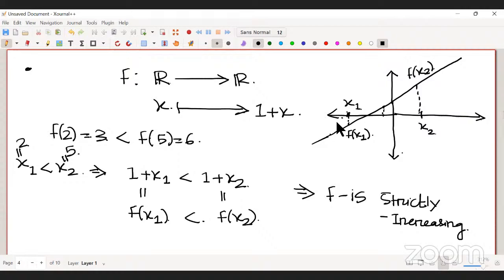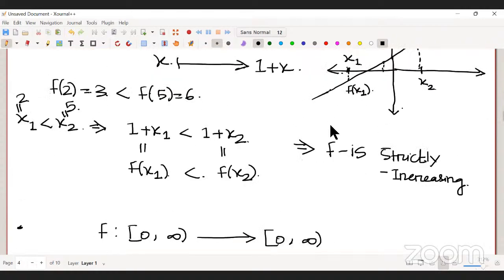Suppose we take 2 and minus 2, and x2 is minus 2, instead of 5. You can't take minus 2, because you have the condition that x1 is less than x2, and 2 is not less than minus 2. So you cannot take that. For all the increasing and decreasing functions, we shouldn't take the minus values.